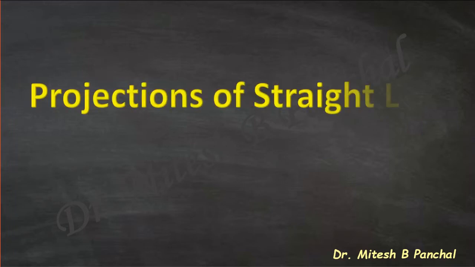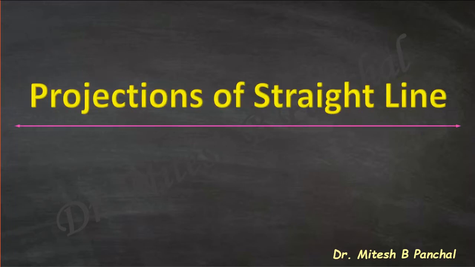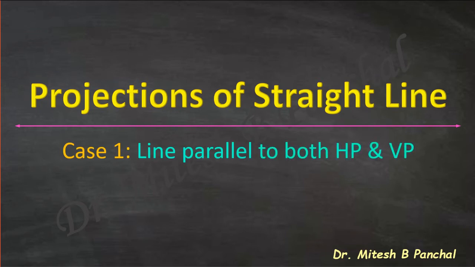In the session related to projections of straight line, that is introduction part, we have gone through the different orientations of the straight line with respect to HP and VP. Now, after the introduction part, in this session, we will go through the projections of straight line, and in this particular session we will consider the case 1 or possibility number 1, that is line parallel to both HP and VP.